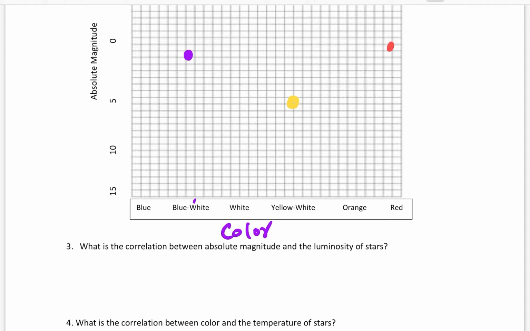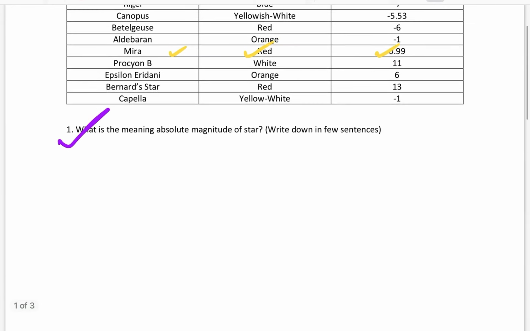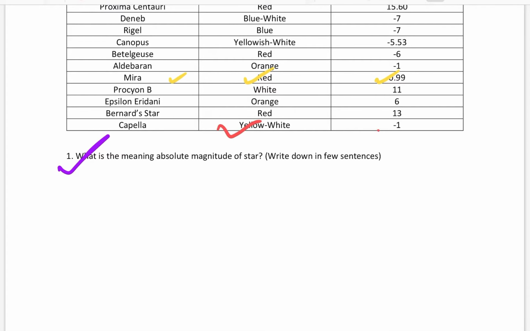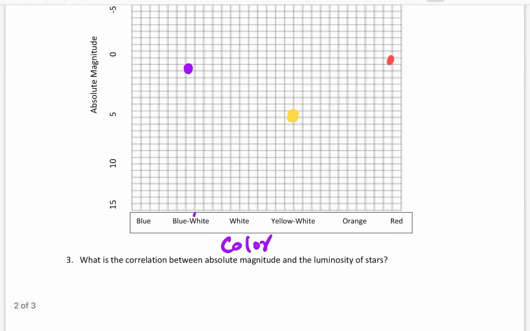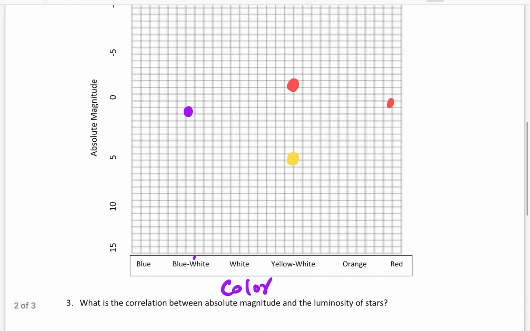Or if we do one more, let's say Capella. Capella is again yellow white. So if you look at Capella, it is yellow white and -1. So yellow white and -1 has to be somewhere here. So that way we plot all the stars in this diagram here, and this plot is called the HR diagram.